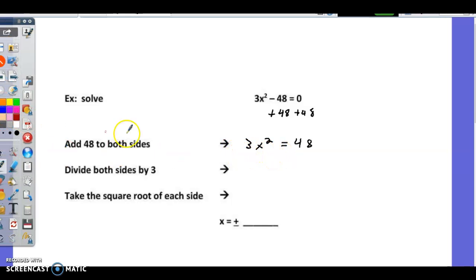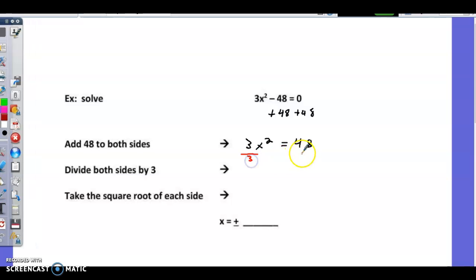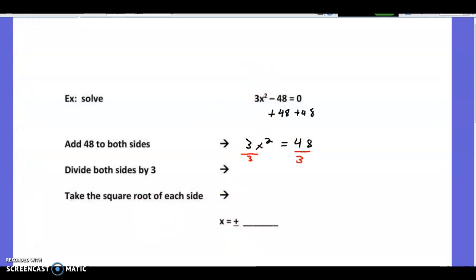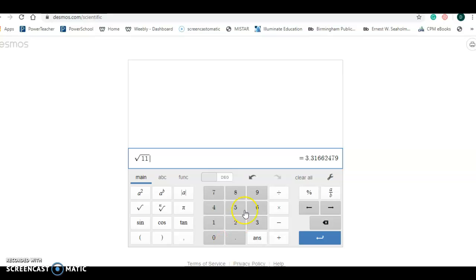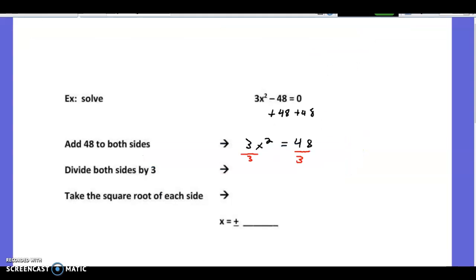Use a different color here. So we're dividing by 3. So hey, what's 48 divided by 3? So 48 divided by 3, that gives us 16. So we're going to go ahead and write that in.